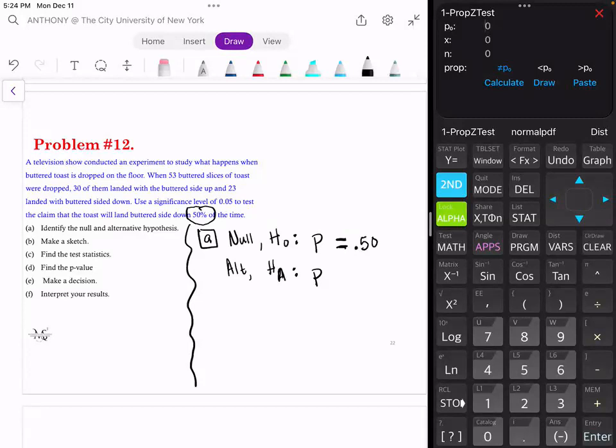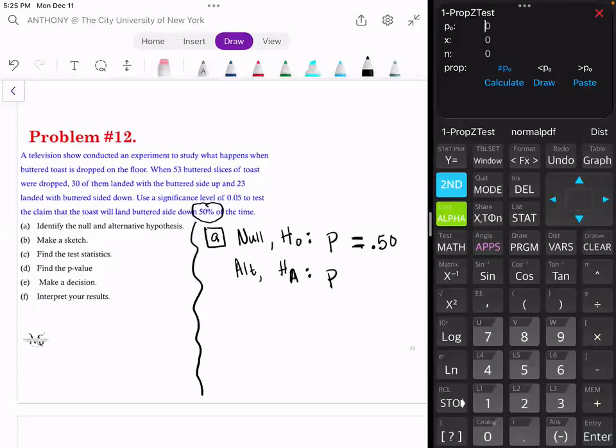In this problem, if you ever want to reread it, reread what's in blue. It doesn't make any comments on less than or greater than. Because it makes no comments on less than or greater than, the alternate hypothesis must be the not equal to symbol. So P is not equal to 0.50.